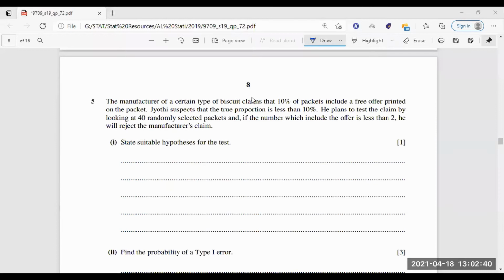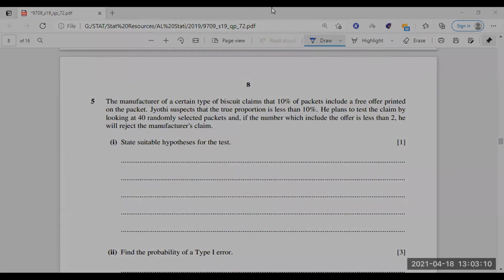Now let's move on to question number 5. The manufacturer of a certain type of biscuit claims that 10% of packets include a free offer printed on the packet. Jyoti suspects that the true proportion is less than 10%. He plans to test the claim by looking at 40 randomly selected packets. And if the number which include the offer is less than 2, he will reject the manufacturer's claim. So please read that particular question.